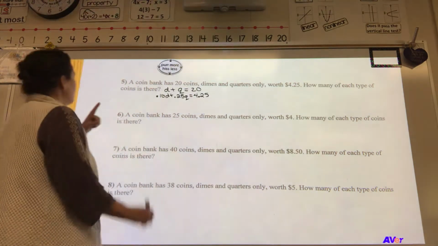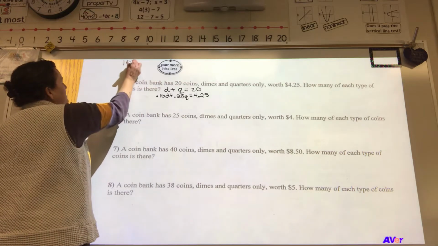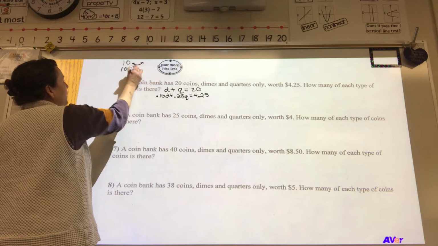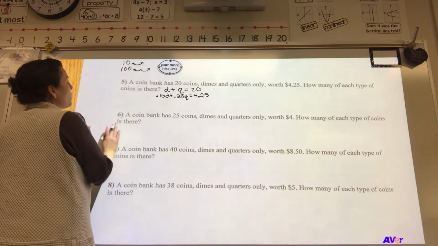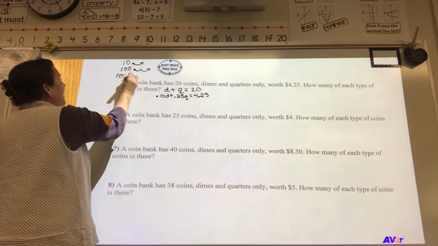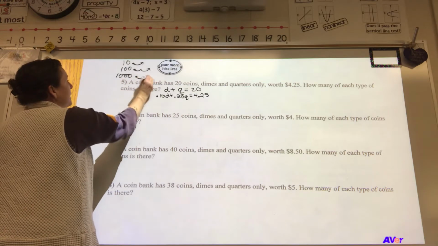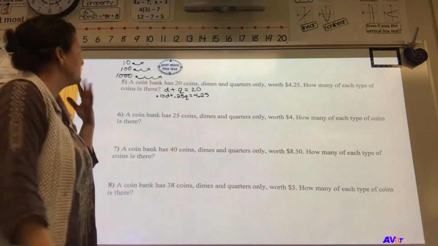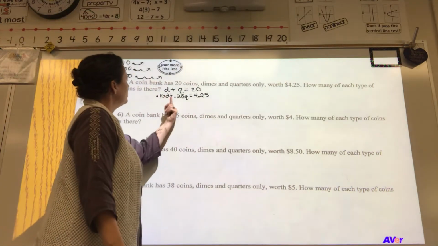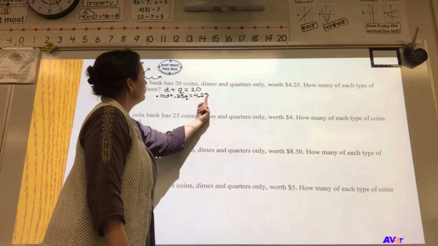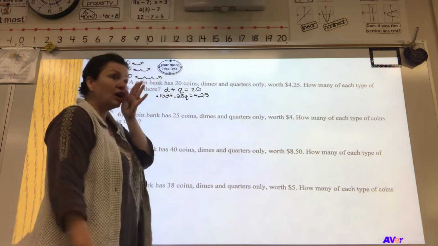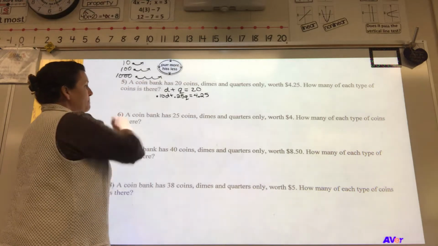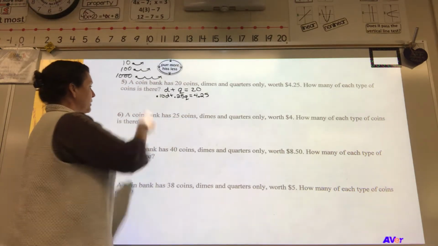Now remember, if I multiply by 10, it grabs the decimal and moves it over once. If I multiply by 100, it moves it over twice. And if you multiply by 1,000, it moves it over 3 times. How many movements do we need? 1, 2. 100 is going to do, right? So we are going to magically multiply everything by 100.